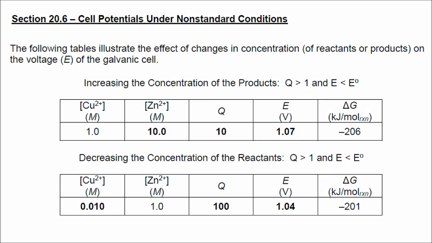Another way to make Q larger than 1 is to decrease the concentration of the reactants. So when copper becomes 0.01 molar, our Q is 100, and our voltage drops to 1.04. So earlier we had Q that was less than 1, and the voltage was increasing. Now in these examples, Q is greater than 1, and the voltage decreases.